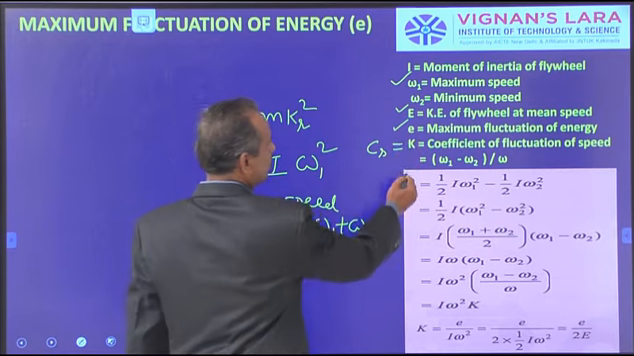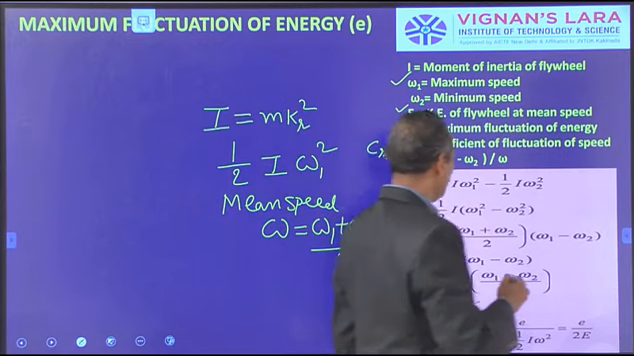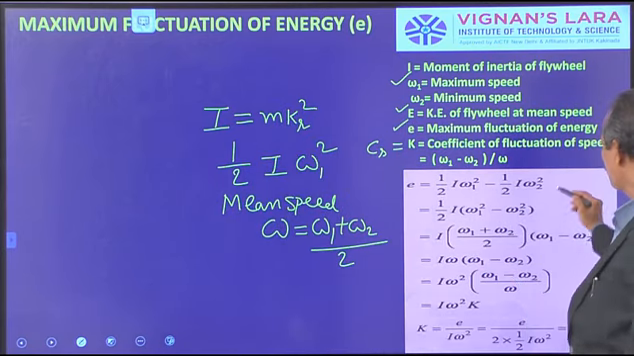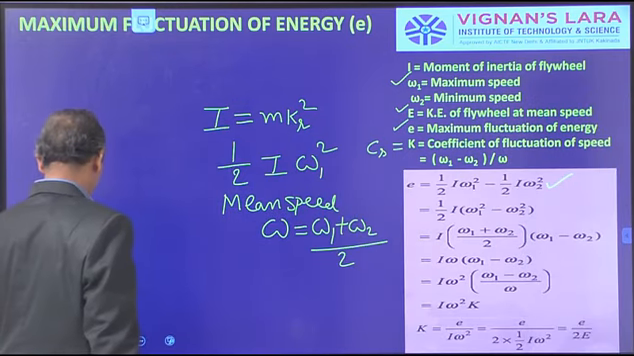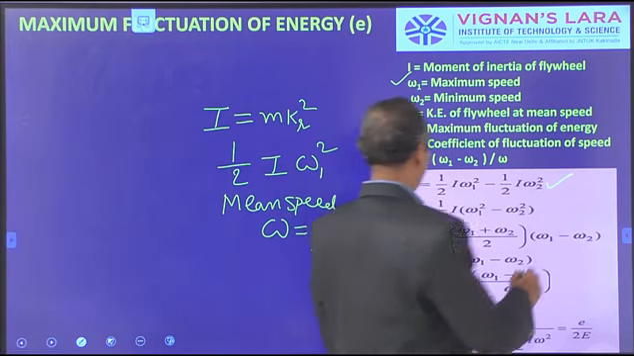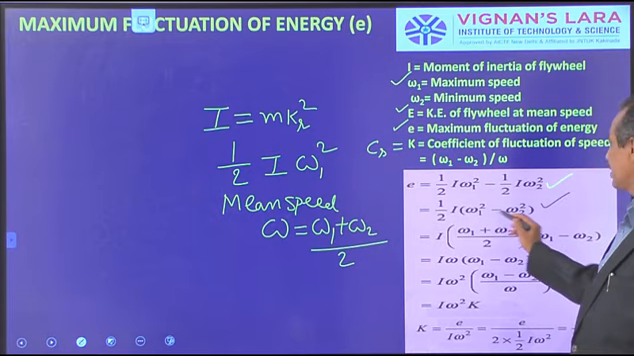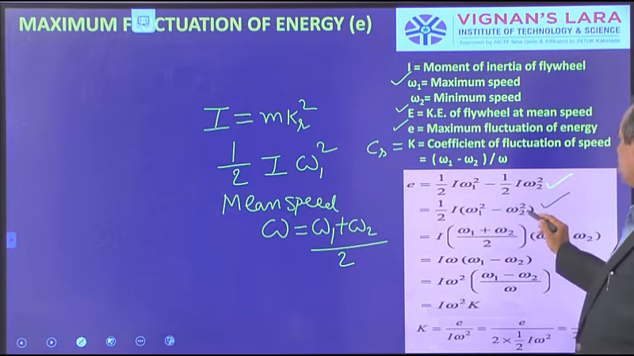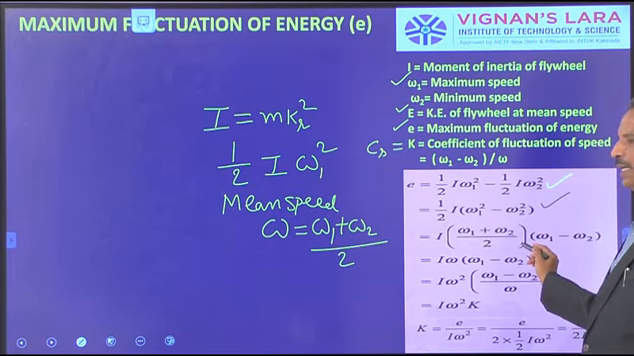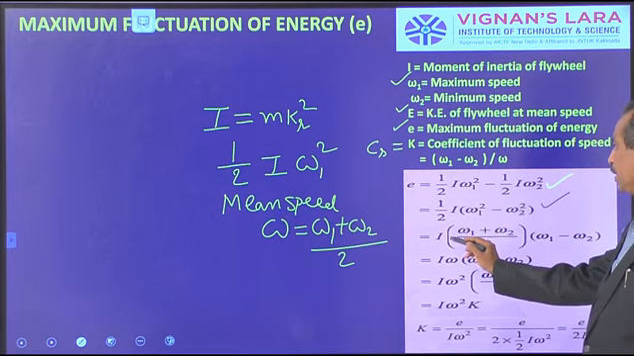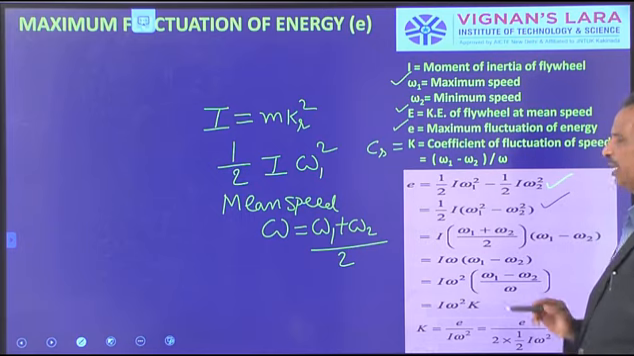So let me write the maximum fluctuation of energy, e. e is equal to half I omega 1 square minus half I omega 2 square. If you take half I common, it will be half I into omega 1 square minus omega 2 square. This is a square minus b square, so you can write it as a minus b into a plus b, and the 2 is taken inside, so I write I into omega 1 plus omega 2 over 2, into omega 1 minus omega 2.